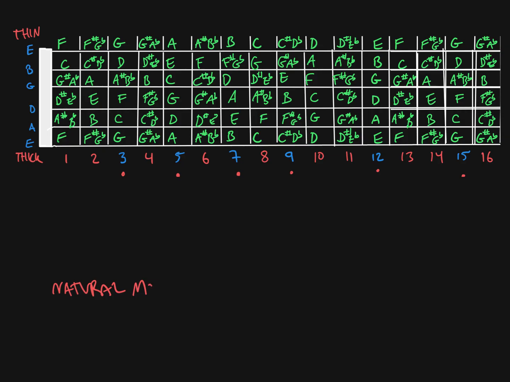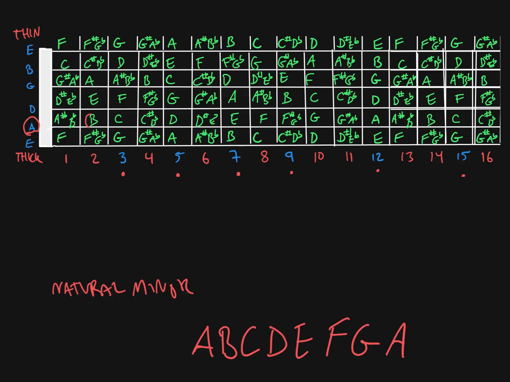Let's take a look at another scale called the natural minor scale. This is a pretty easy one to conceptualize because it's just the English alphabet in order. A, B, C, D, E, F, G, A. All right, this is called the natural minor scale.